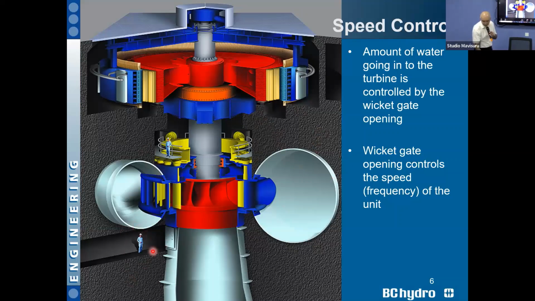Look at the size of the person. This 600, sorry, one single unit is 630 megawatts. We have 7 of them. So this is the size of the person and the size of the generator. You can imagine the size of the unit.